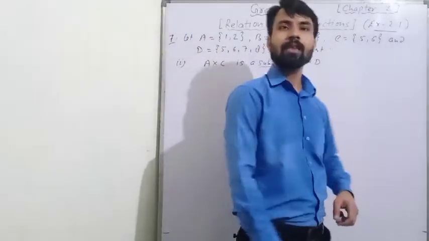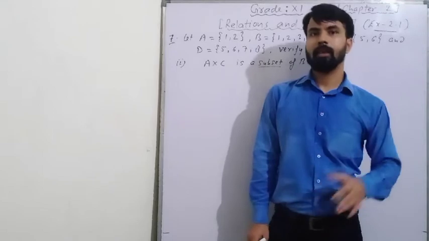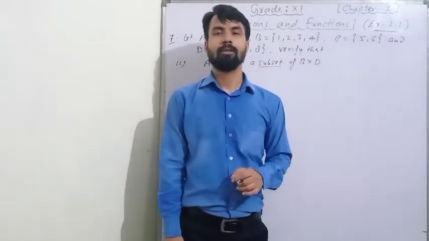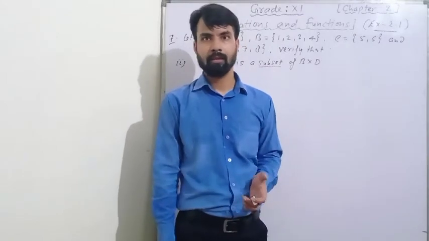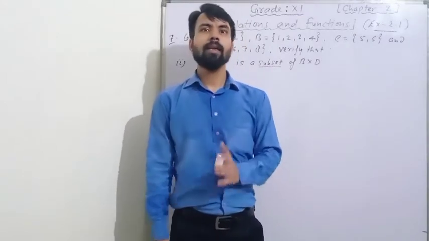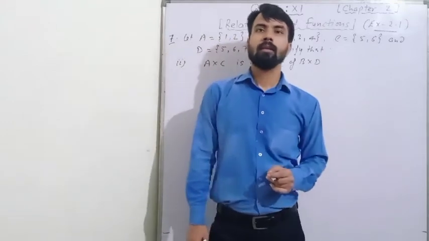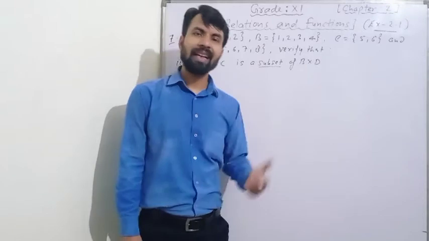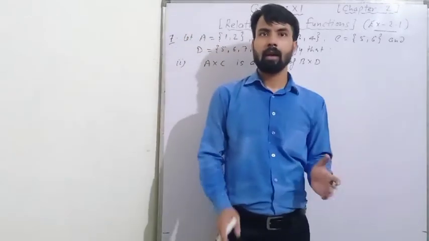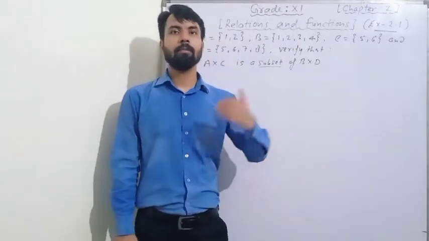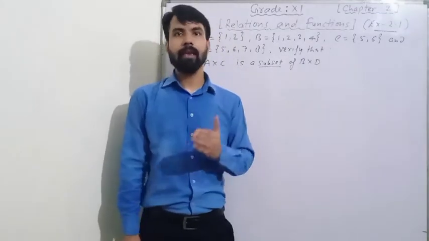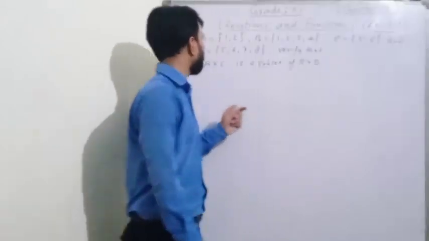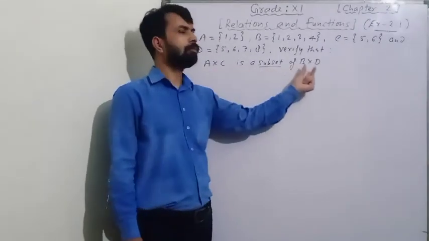I have already explained the definition of the subset in the previous chapter. Have you remembered? Okay, no problem. Again I am explaining. If A is a subset of B, then all the elements of A should be present in the set B. अगर A के सारे एलिमेंट B में प्रेजेंट हैं, that means A is known as the subset of B. Understood? Here we will have to prove A cross C is a subset of B cross D.